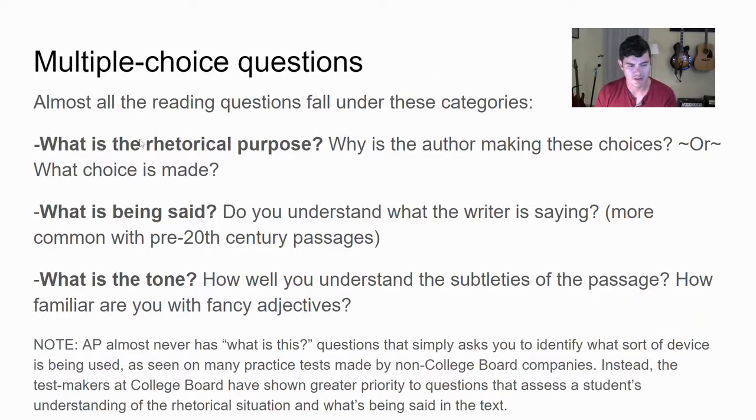And here are the three basic types of multiple choice reading questions. Questions that ask you about the rhetorical purpose. Why is the author making this choice? Or what choice is even being made? Explaining why it's being made, or what choice. Explaining what is being said.